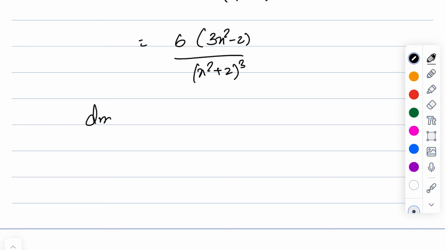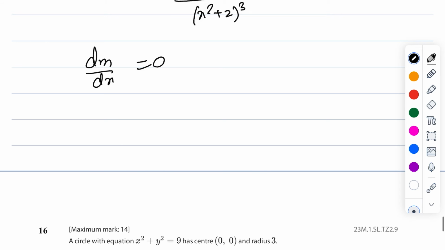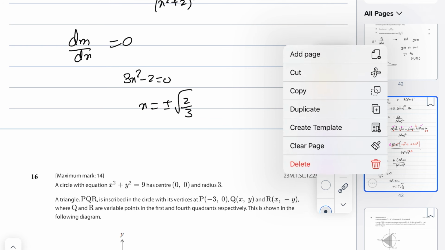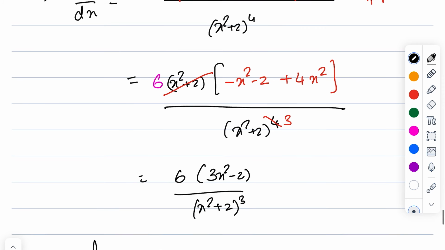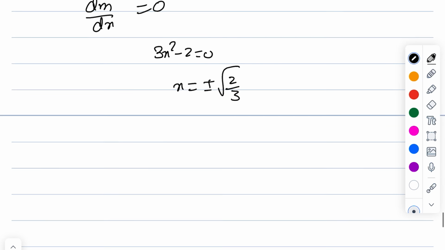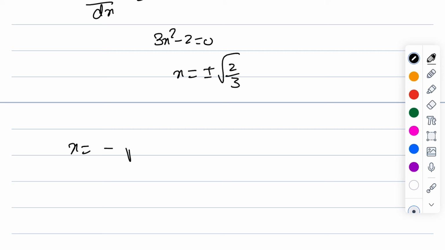And we have to prove that for the maximum point, the first derivative should be equal to 0. So 3x square minus 2 should be equal to 0, x equals plus or minus root 2 upon 3. The question is asking us to show the maximum value. So we get two values. One value of x is negative square root 2 upon 3. Another value of x is positive square root 2 upon 3.